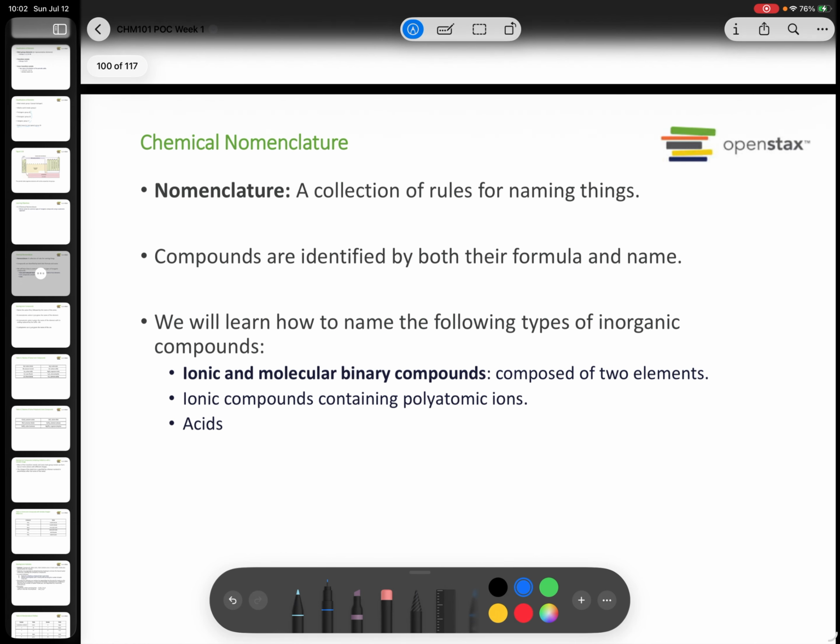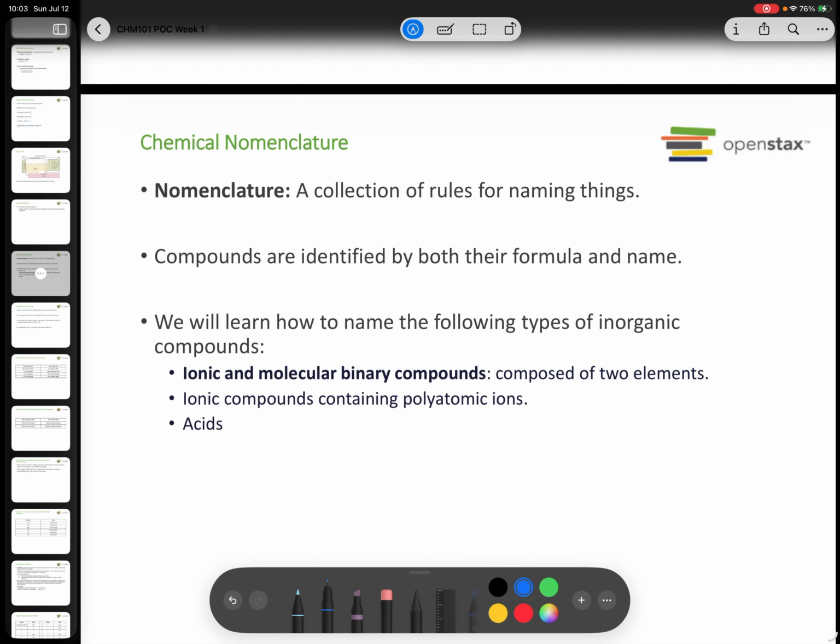So, nomenclature simply means a system of naming. So, in chemistry, a compound is identified by both its chemical formula and its chemical name. Okay, so in this part, we will focus on inorganic compounds, binary ionic compounds. So, ano yung mga inorganic compounds na yun, no? Ionic and molecular binary compounds. And ionic compounds containing polyatomic ions, hydrates, hindi na nakalagay dito pero sama natin siya, and acids, no?